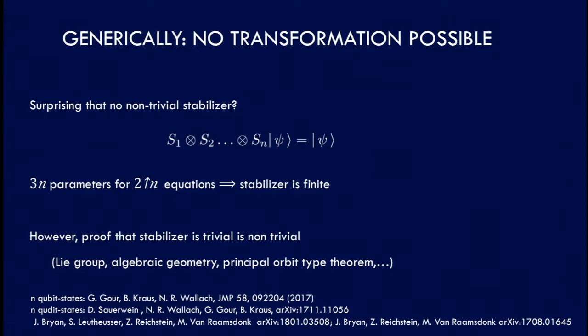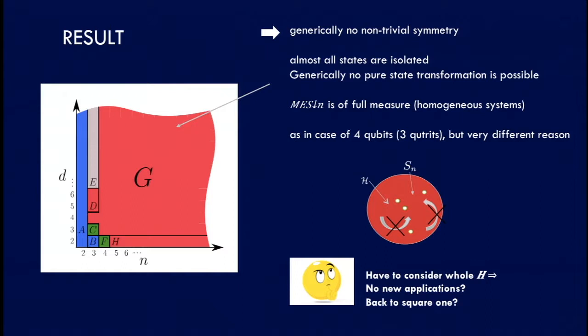Okay, so this is now the picture that we have at the moment. We consider here the number of parties and the dimensions that we have. You see that in this blue area, you can do transformations. This is, for instance, the bipartite case, where your maximally entangled set will not be a full measure. However, in the green and the red area, this maximally entangled set is a full measure, and you can almost never do any non-trivial LOCC transformation. Okay, so this is now very bad news, right?